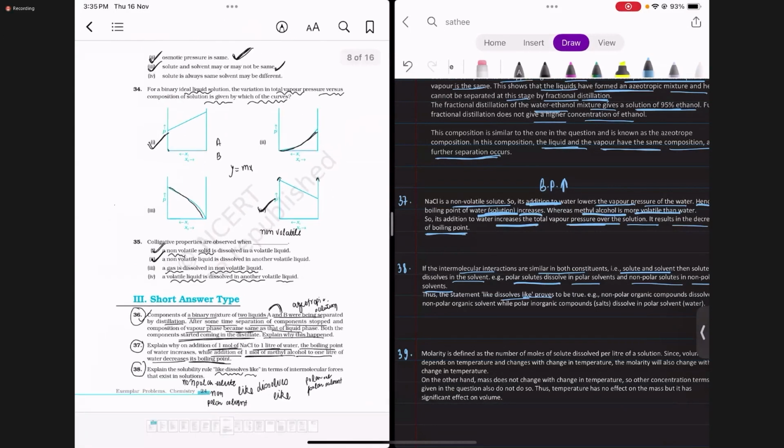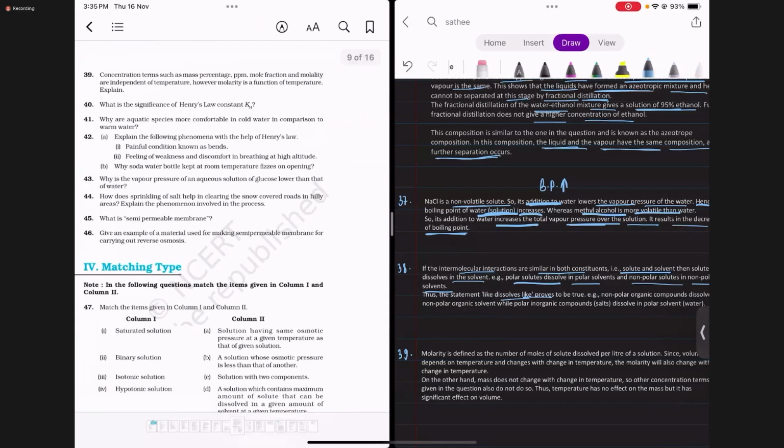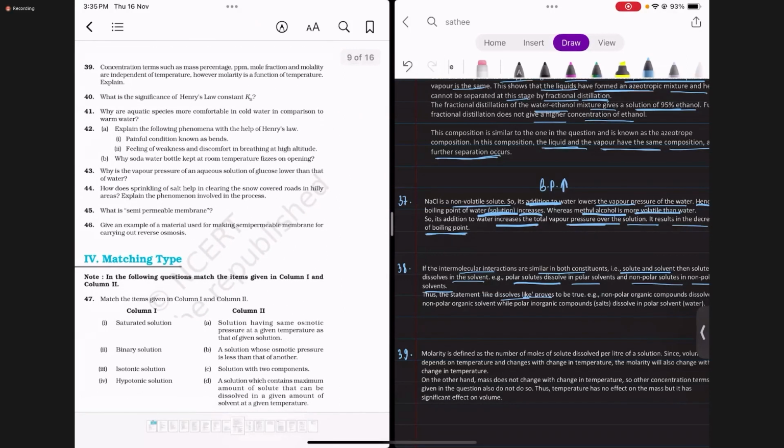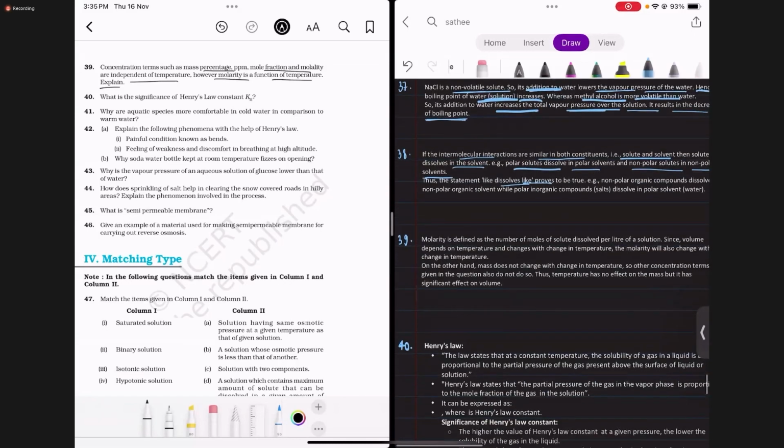Now we come to question number 39. Concentration terms such as mass percentage, ppm, parts per million, mole fraction, and molality are independent of temperature. However, molarity is a function of temperature. Explain. So जो ये सारे terms हैं, they are independent of temperature, but molarity is not independent of temperature. So why is it like that?